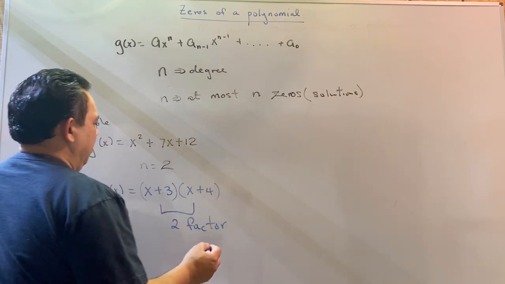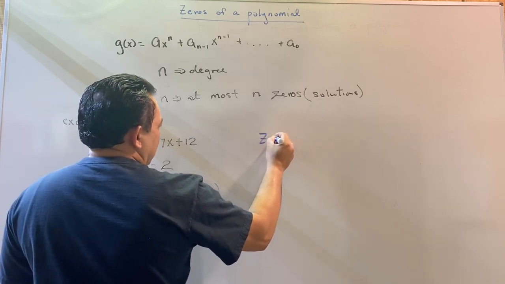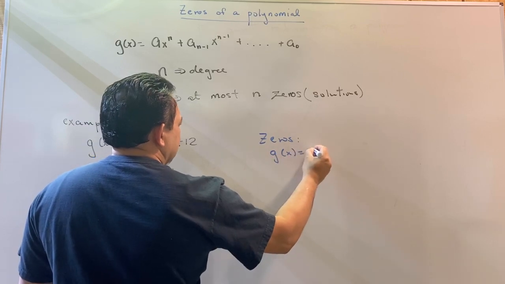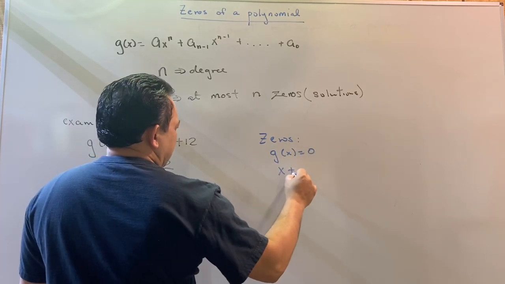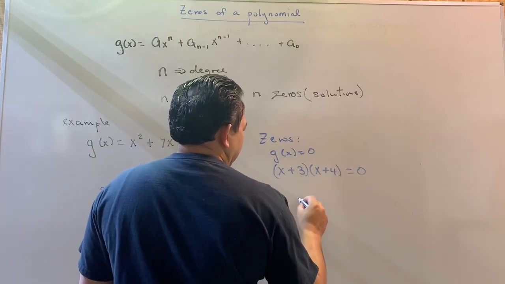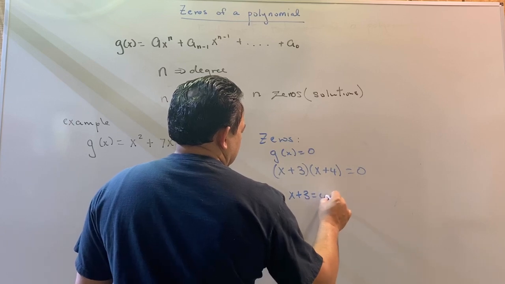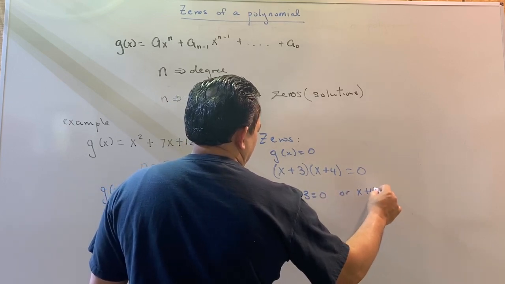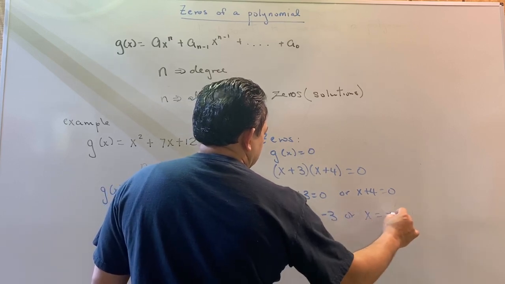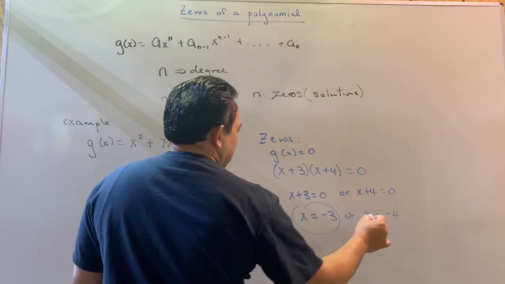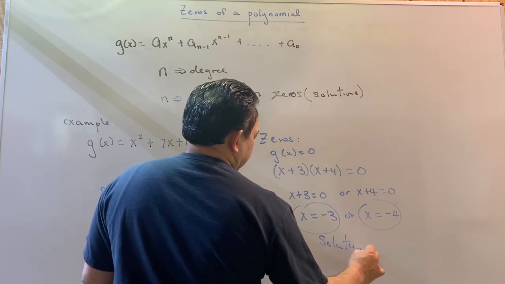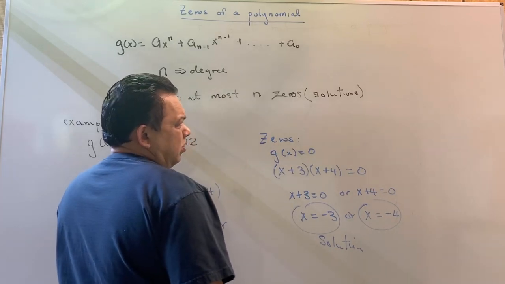And if we take it a step further, to find the zeros, we take g of x equal to 0. So (x plus 3) times (x plus 4) is equal to 0. x plus 3 is equal to 0, or x plus 4 is equal to 0. So x is equal to negative 3, or x is equal to negative 4. So these are my solutions, also known as the zeros.